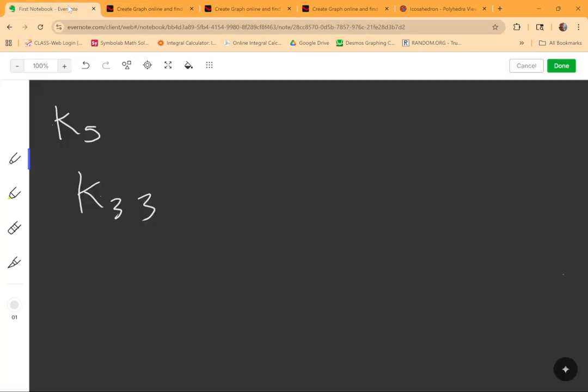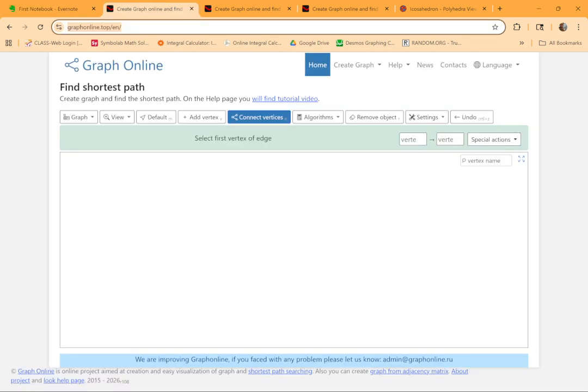Again, a reminder: Euler's formula is the vertices minus the edges plus the faces equals 2. Now, we're going to know how many vertices and edges we have, because we have a visual of the graph. The notion here is that I have this equation and I want to determine how many faces it should have, and come to a conclusion that that is going to be impossible based on the vertices and the edges.